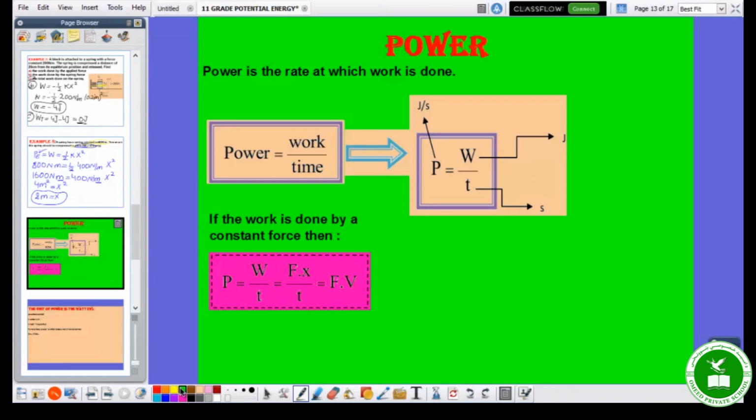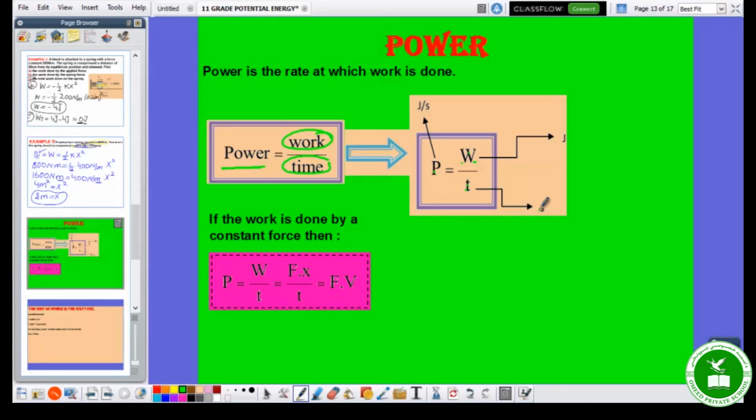So power is equal to work done divided by time. What we said in the definition is work done per unit of time. Power is equal to work divided by time. What is the unit of work? The unit of work is joule. What is the unit of time? The unit of time is second.